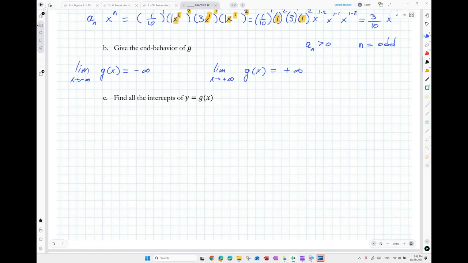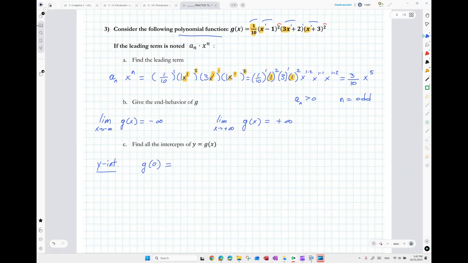To find the intercept, I'm first going to get the y-intercept. Here I just need to evaluate, to plug g of 0, that is to plug in 0 in the formula. I will have 1 over 10 times 0 minus 1 squared times 3 times 0 plus 2 times 0 plus 3 squared, and I would get 9 over 5.